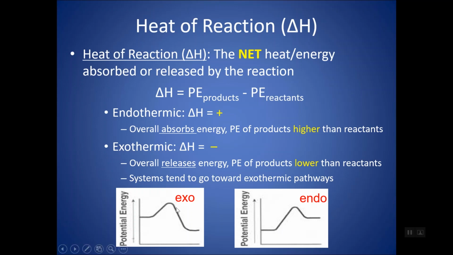Notice that in either way, the highest point on my peak is the activated complex. Because in each of these cases, I still need an input of energy to break some of the bonds. It's just in this exothermic one, I'm getting more energy back by forming the new bonds. And in this one, I'm getting not as much energy back when forming the bonds. That's why overall this is endo, overall this is exo. But there is a combination of both breaking and forming bonds in both of these reactions.